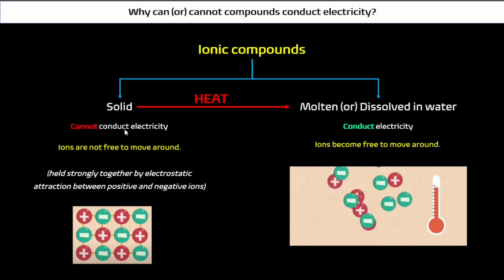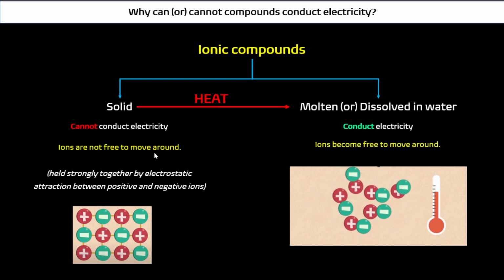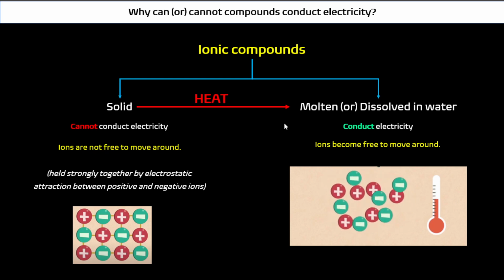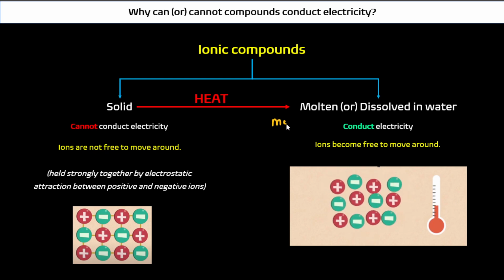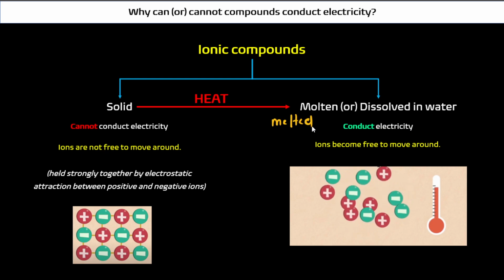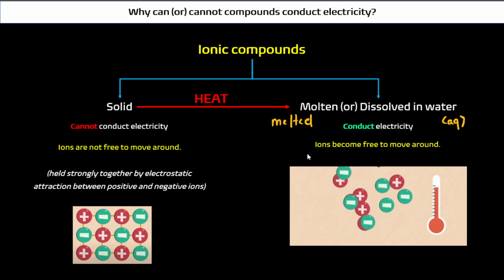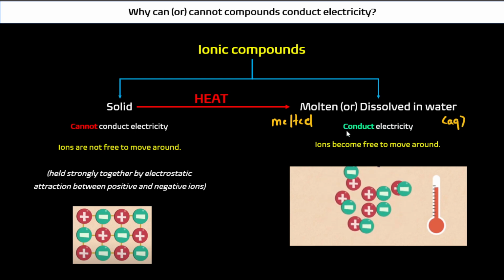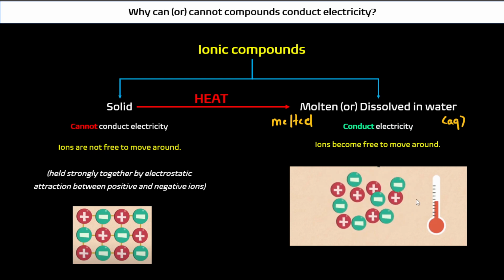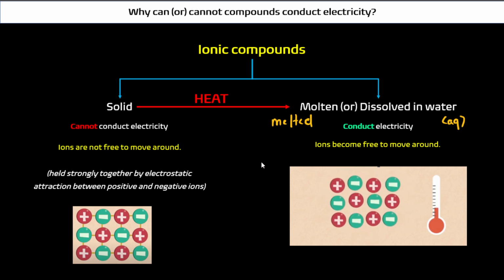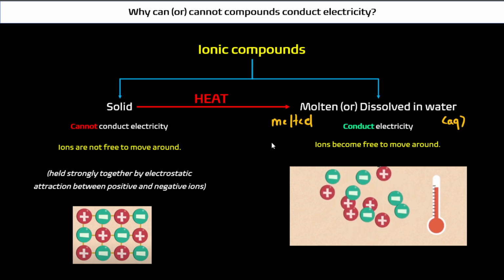However, if we apply strong heat to the solid ionic compound, it will become molten, which means that it becomes melted, or if it is dissolved in water, meaning that it becomes aqueous, the ionic compound will be able to conduct electricity because the ions become free to move around. So again, very important information to remember here.